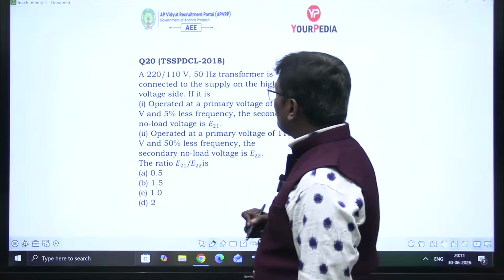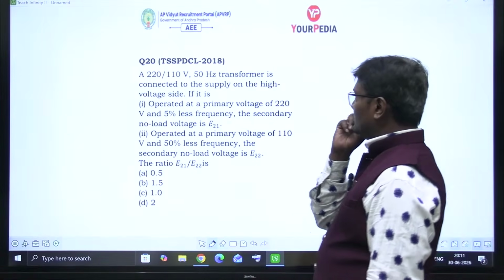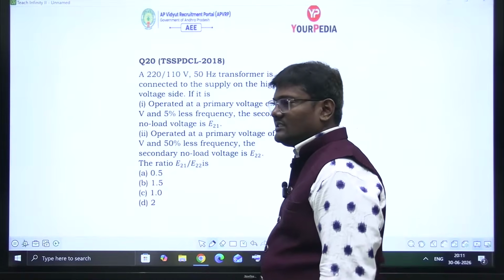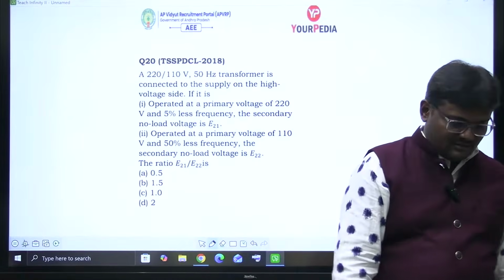Okay, a 220 by 110 volts 50 Hz transformer is connected to the supply on the high voltage side. Let's check it. So read the question and try to solve it.